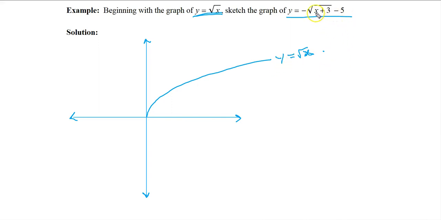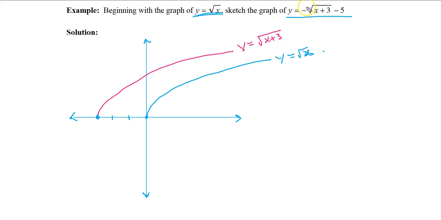Now let's see, what would happen if we replace the x with an x plus 3? Well, what that is going to do is shift our graph to the left by 3 units. So this point right here, 0, 0, gets moved over to negative 3, 0. And so here is the graph then. That's roughly what the graph of y equals the square root of x plus 3 would look like.